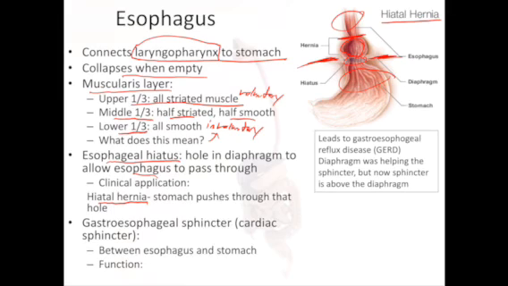And that creates some problems because normally the diaphragm actually helps squeeze down on this part right here, which is helpful for keeping food from going back from the stomach into the esophagus. And so it helps what's called the gastroesophageal sphincter, also known as the cardiac sphincter. It helps it do its job in keeping stomach acid out of the esophagus. So this prevents backflow. Okay, so this hiatal hernia will definitely lead to gastroesophageal reflux disease, also known as GERD.